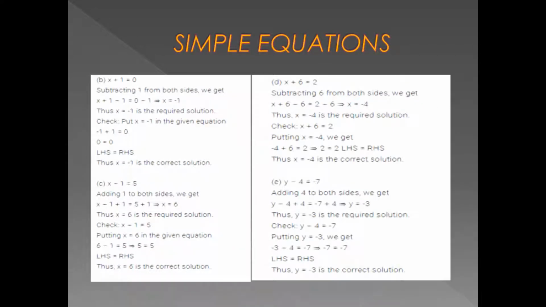Moving to the next, B part, x plus 1 equal to 0. Here we have the value along with the x plus 1. Whatever value we have along with x, we'll be taking the opposite of it. Means the opposite of plus 1 is minus 1, so we'll be putting minus 1 along with it, subtracting 1 from both the sides. Whatever we are doing, addition or subtraction, it is to be done on both the sides.